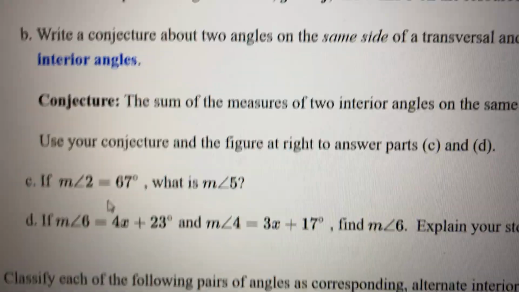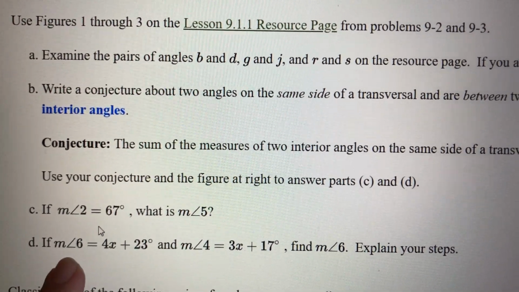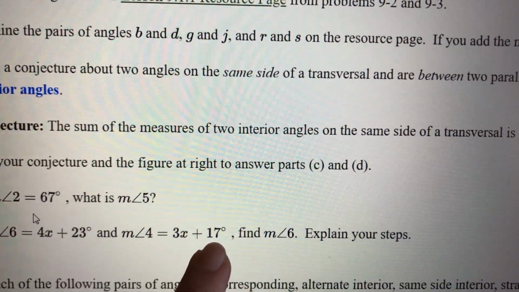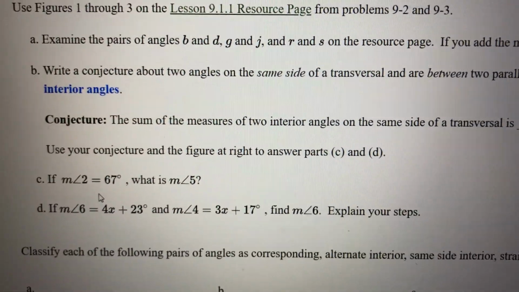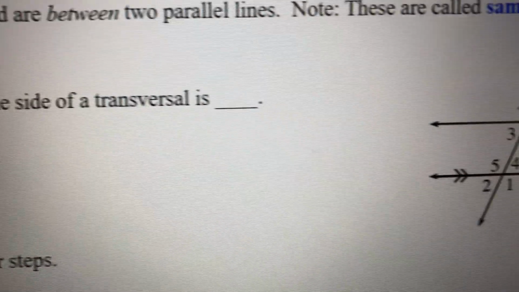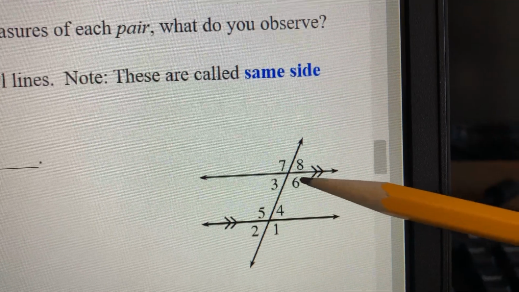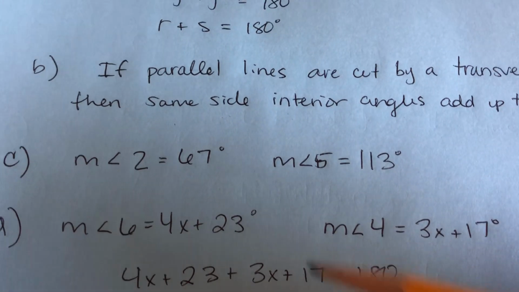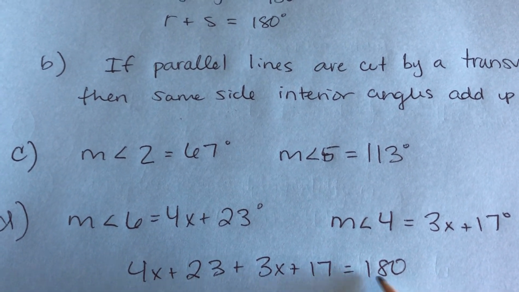Now it has this algebraic equation thing going on. So now here's the algebraic equation. If the measure of angle 6 is 4x plus 23 degrees and measure of angle 4 is 3x plus 17 degrees, find the measure of angle 6. I'm going to show you what I did. So we know that the measure of angle 6, where's 6? And the measure of angle 4, if you add them together, we get 180 because those are same side interior angles. So what I did is I put those two expressions together, 4x plus 23 plus 3x plus 17, and set it equal to 180.